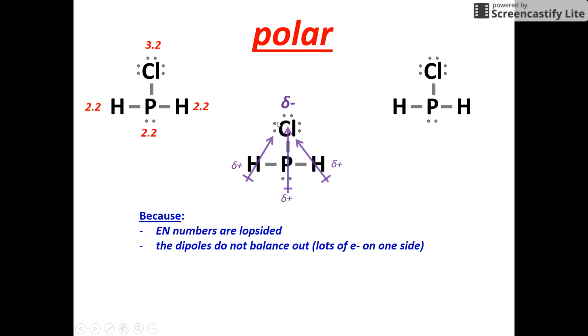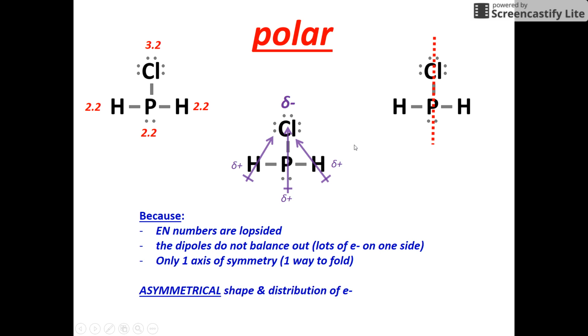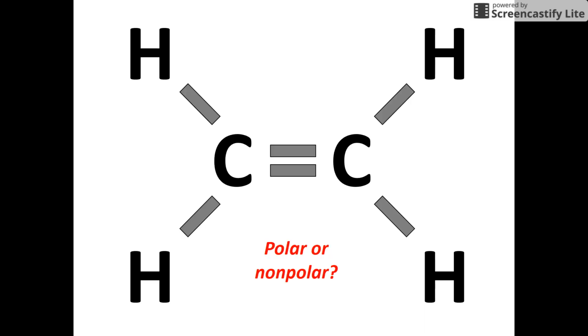We've got a lot of electrons over here as well. So we've got a negative end to this molecule and kind of a positive end down here. And overall, we can only draw one axis of symmetry. There's only one way to fold it. That means it's got an asymmetrical shape and asymmetrical distribution of electrons. This is a polar molecule. Okay.